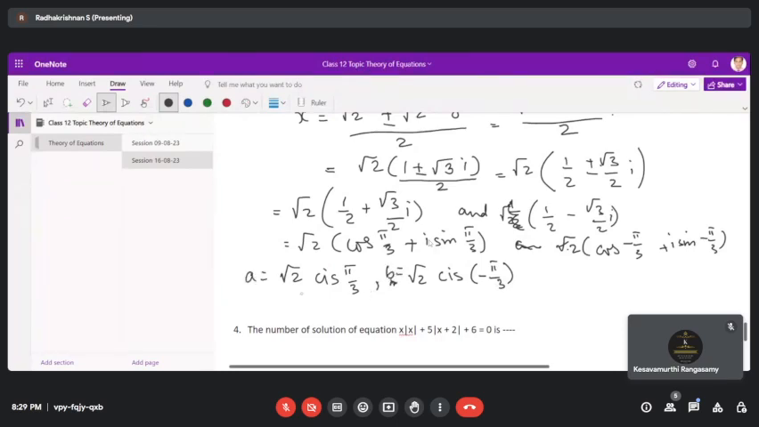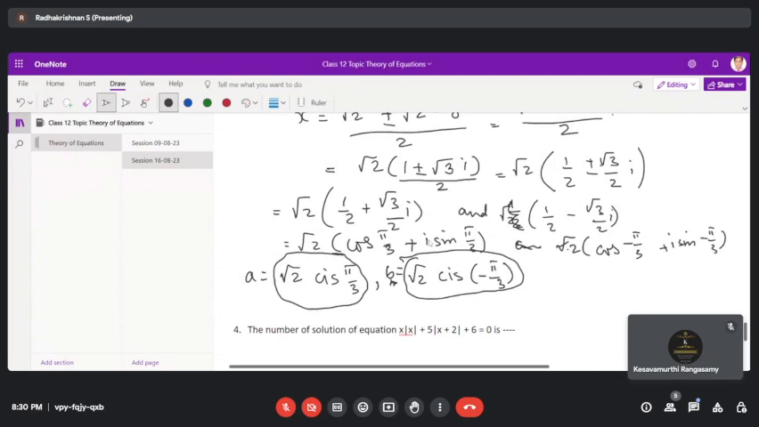Okay. So now we can apply De Moivre's theorem and find out A to the power of 14 and B to the power of 14 and add them up. Okay. Can you do it from now onwards? Okay, so I am stopping it here.